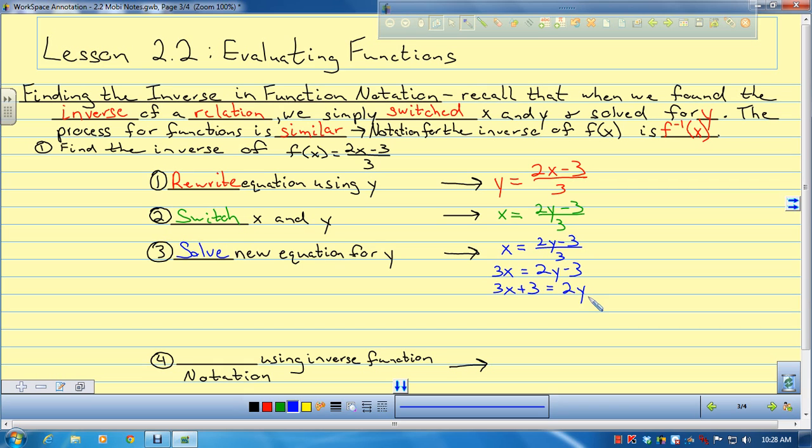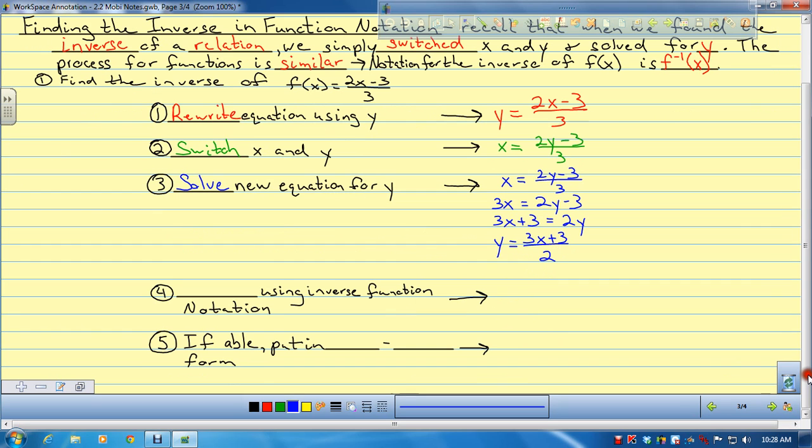Okay. And then, to finish that off, I would divide by 2, right? So I'm going to also rewrite this at the same time. When I divided by 2, I would end up with just a y, and I would just have this side divided by 2. 3x plus 3 over 2. Okay. So I've now solved the equation for y. Step number 4 is again going to be to rewrite, only now I'm going to go back. We're going to rewrite that using function notation. So f negative 1 of x, or the inverse of f of x, is equal to 3x plus 3 over 2.